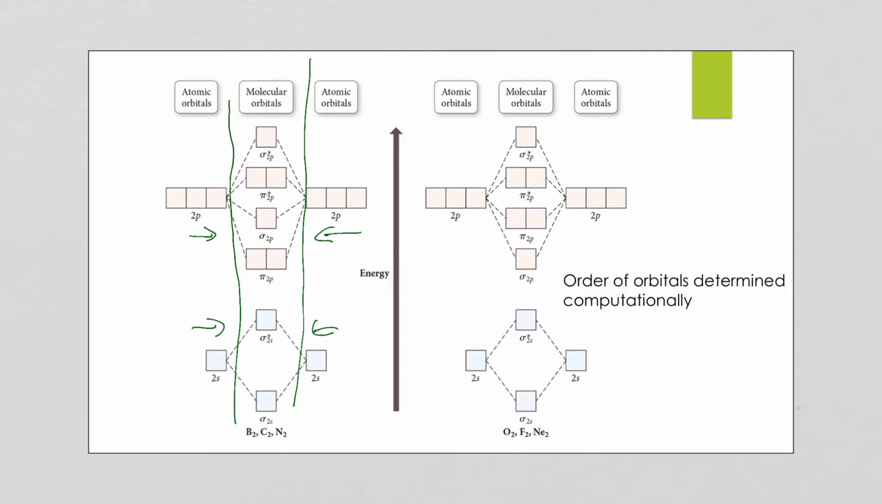Now, I'm going to point out one significant change that occurs. So, notice these orbitals here, the sigma 2p and the pi 2p, right? They change order. So, this is for the early p block elements, right? In this case, boron, carbon, and nitrogen for the 2p's, for the second period, and oxygen, fluorine, and neon, the later ones.